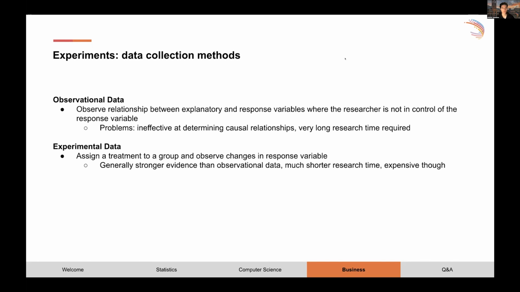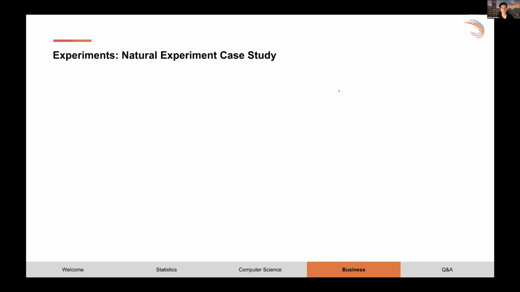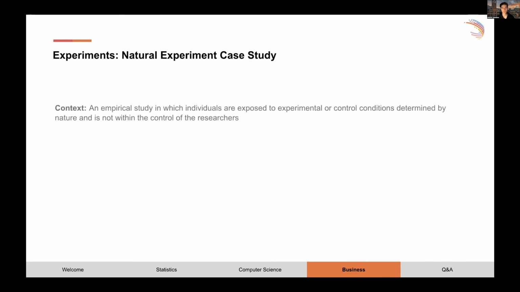As I mentioned, these two methods are quite broad. So I'll go into a small case study now, specifically a natural experiment, which is a way that we can collect observational data. A natural experiment sounds very familiar to observational data. It's an empirical study in which individuals are exposed to experimental or control conditions determined by nature. And again, similar to observational data, it's not within the control of the researchers.